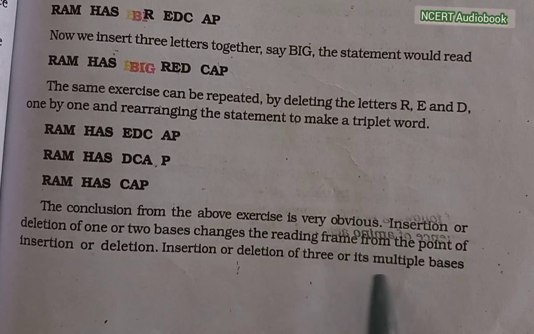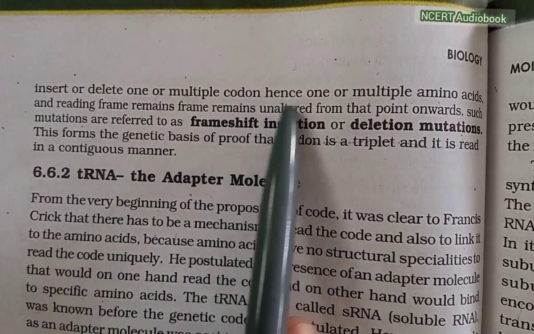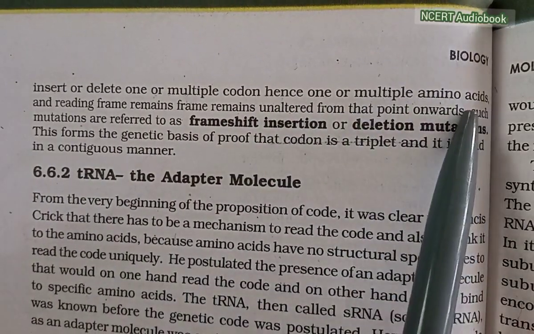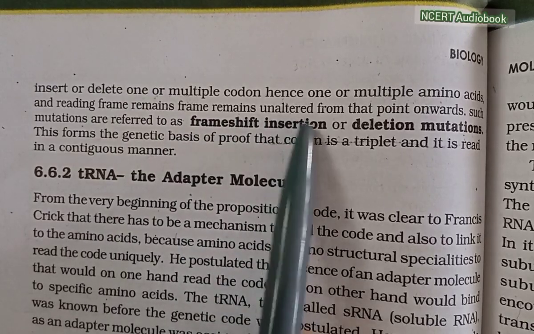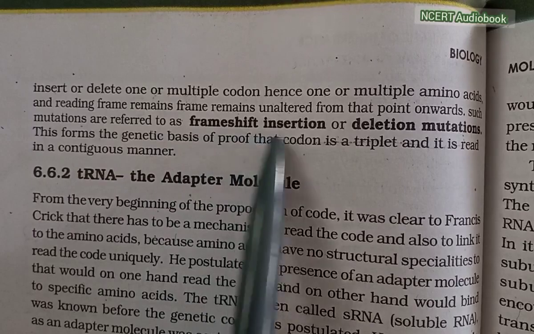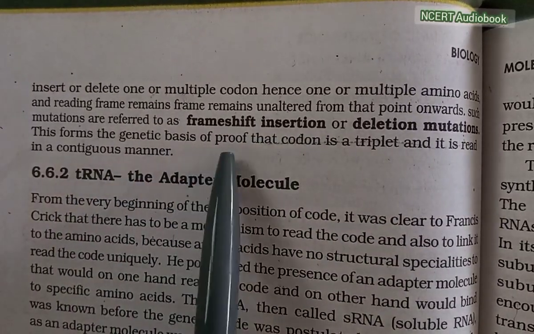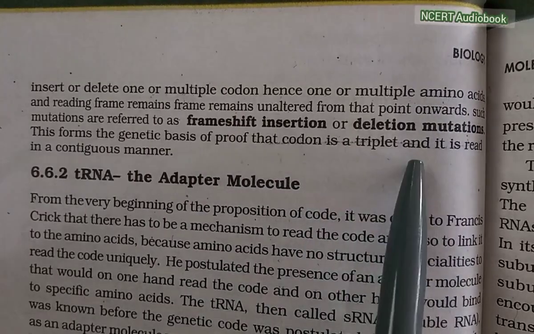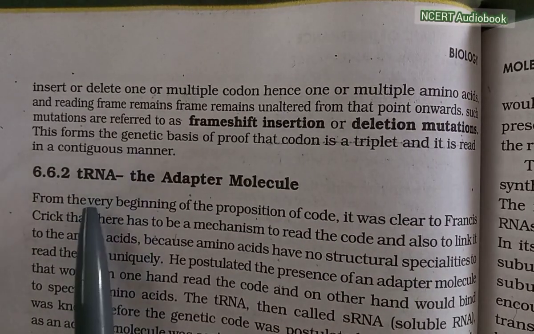Insertion or deletion of three or its multiple bases inserts or deletes one or multiple codons, hence one or multiple amino acids, and the reading frame remains unaltered from that point onwards. Such a mutation is referred to as a frame shift insertion or deletion mutation. This forms the genetic basis for the proof that the codon is a triplet and is read in a continuous manner.